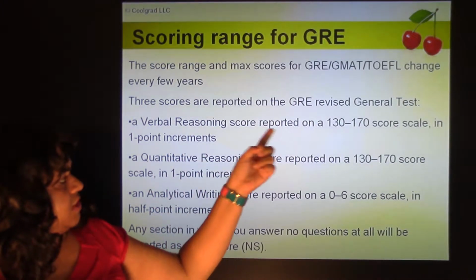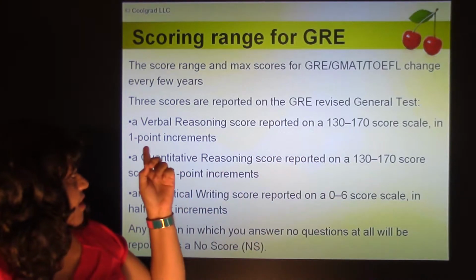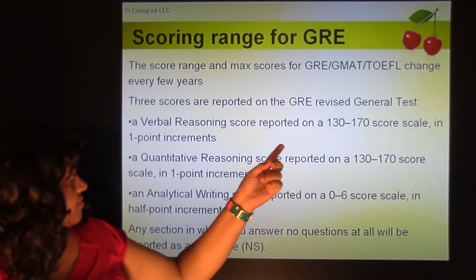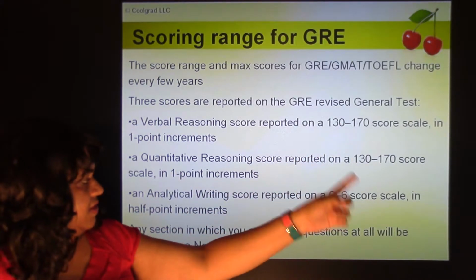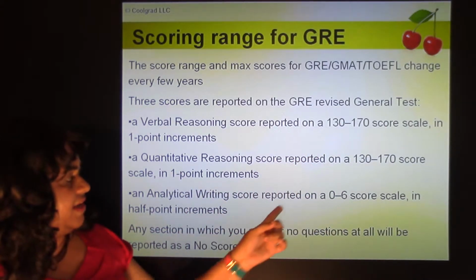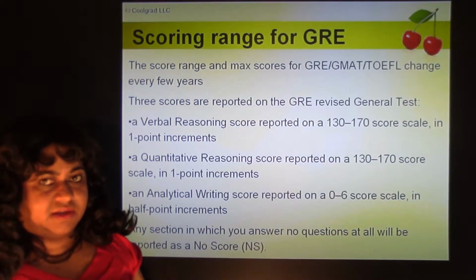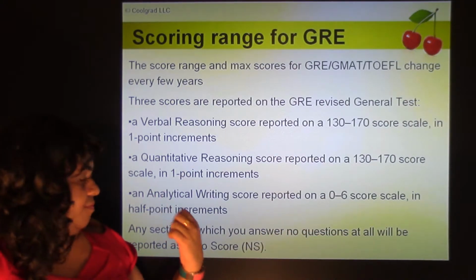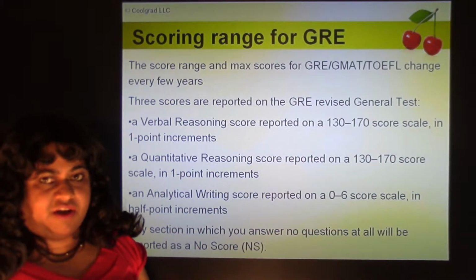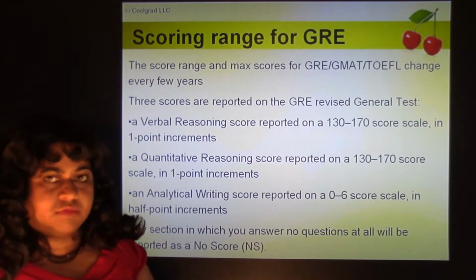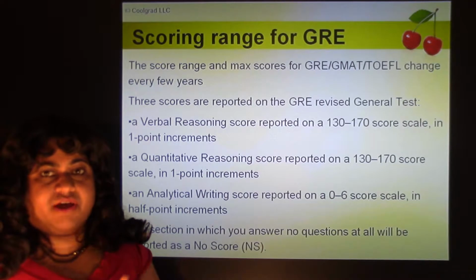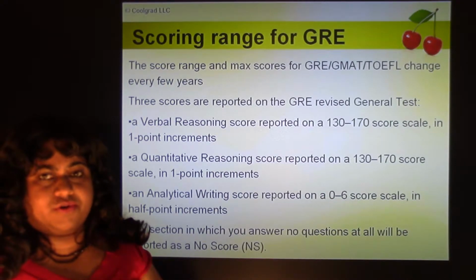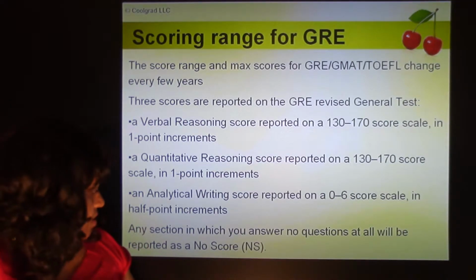These scores are reported on the GRE revised general test. A verbal reasoning score you can get between 130 and 170, and quantitative again between 130 and 170. Analytical writing is on a scale of 0 to 6 in half point increments. So your essay score will be something like 6 out of 6 or 5.5 or 5 or 4.5 or 4. It goes down like that.